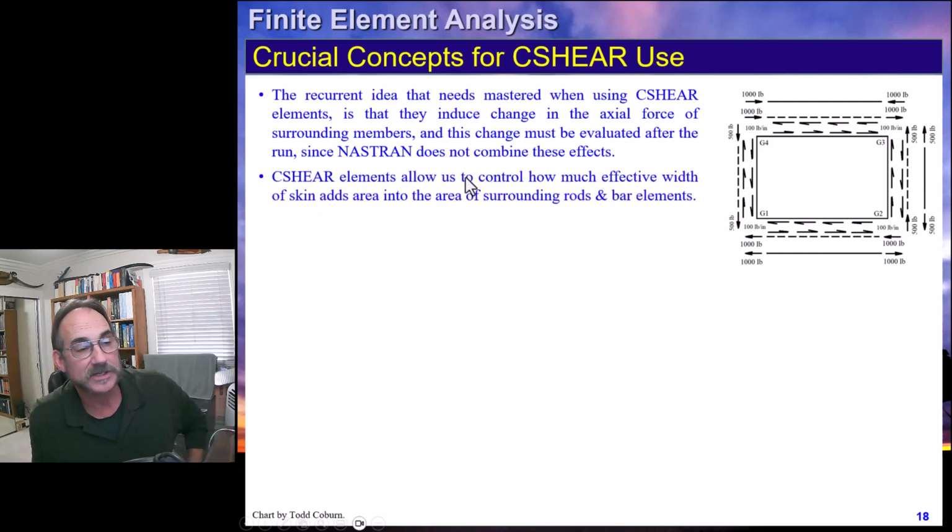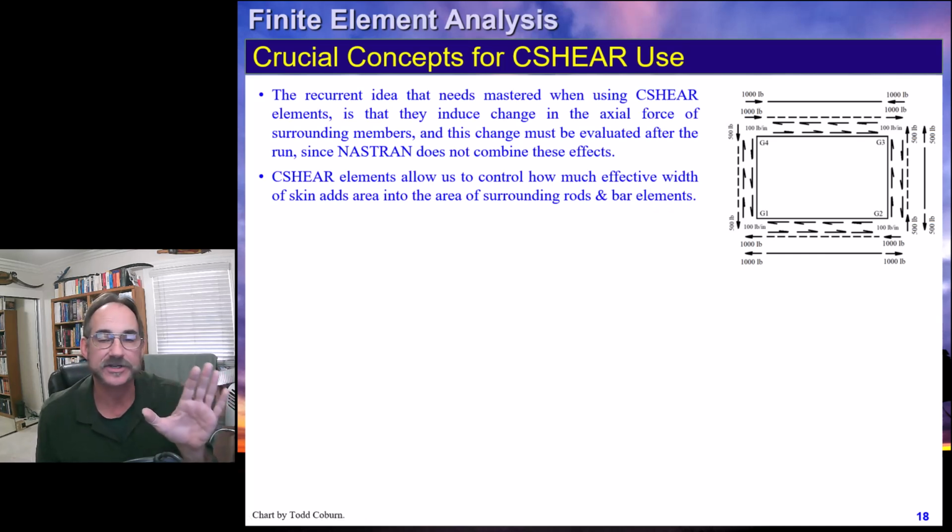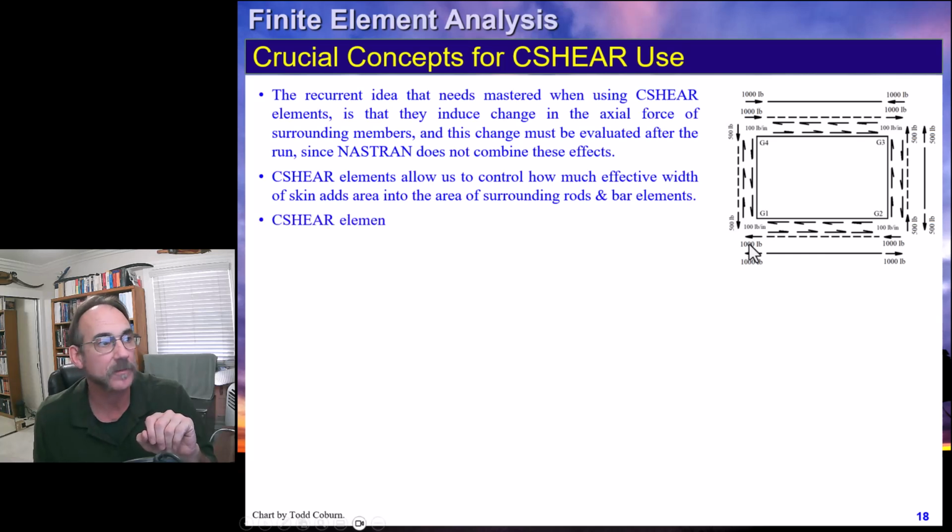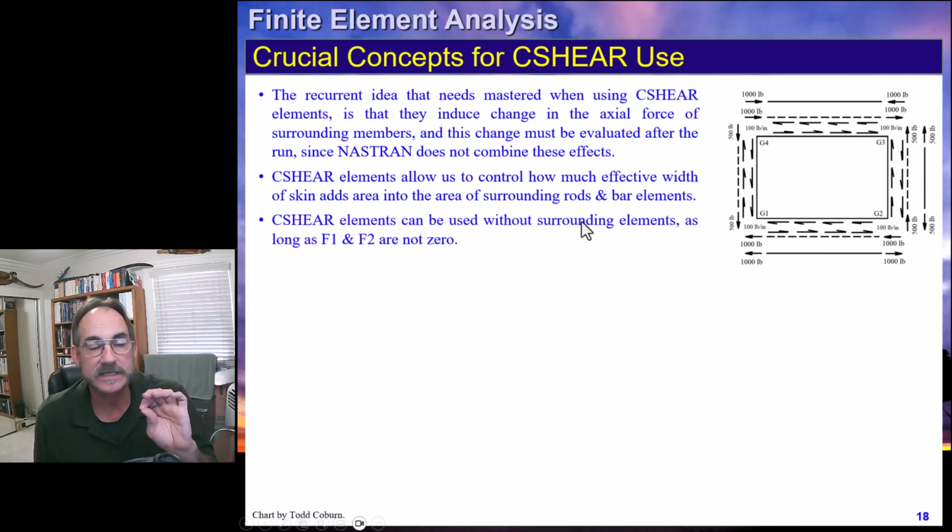Our C-shear elements are going to allow us to control how much effective width the skin adds into the surrounding rods and bars. We can model with whatever we think makes sense. How much effective width? 30T is a common number. Our C-shear elements can be used without surrounding elements in many models, as long as the F1 and F2 are not 0. If these are 0, you're going to have surrounding members to pick up those loads.